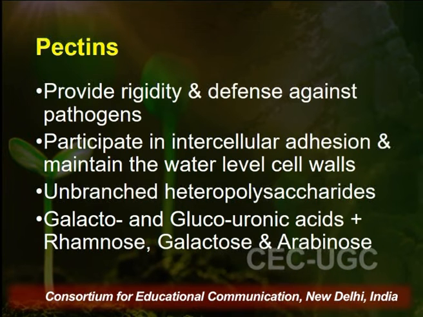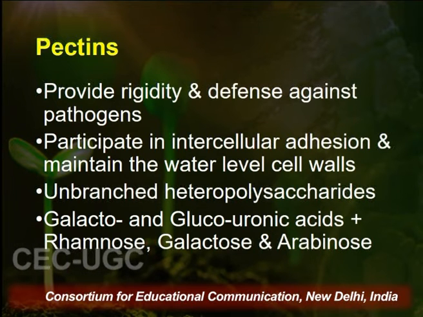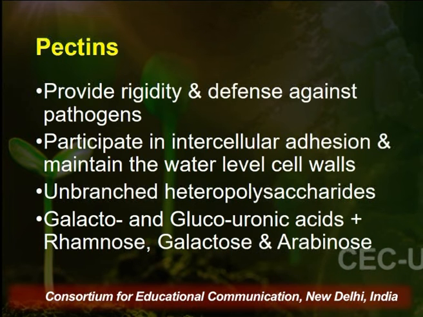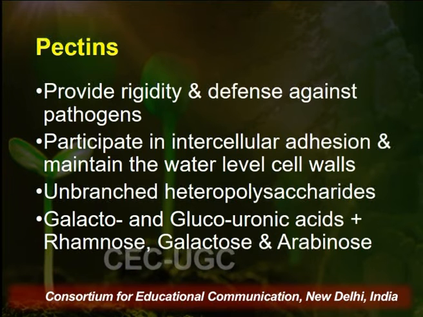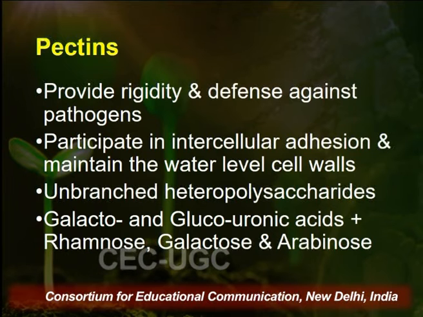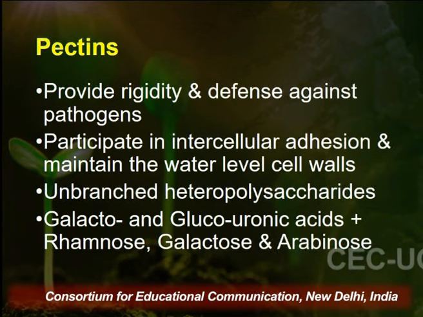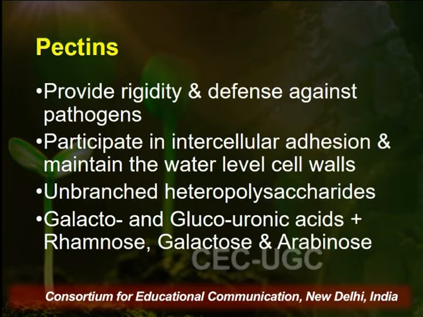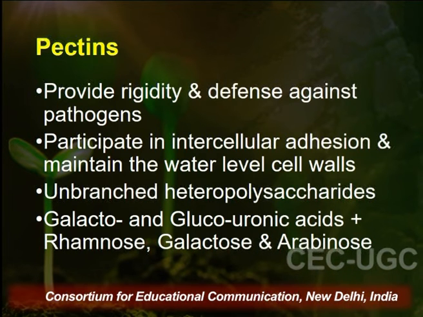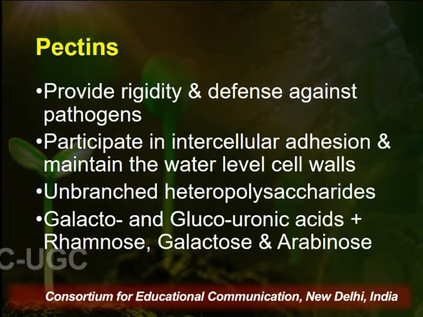Now when we talk about intercellular adhesion, these pectins act as cementing material between the two cells, thereby causing the adhesion of the two cells to each other. And pectins, like the hemicelluloses, are branched heteropolysaccharides, and they are composed of two major types of sugars. One is the acidic sugars, which include galacturonic and glucuronic acid, and the other component is the neutral sugars, which are constituted by rhamnose, galactose and arabinose.